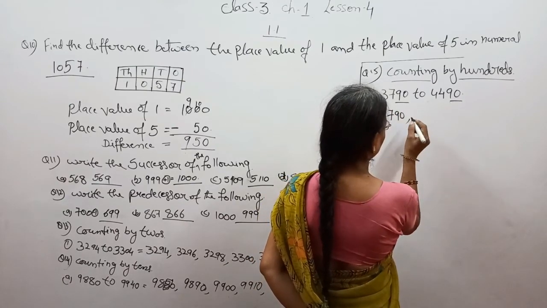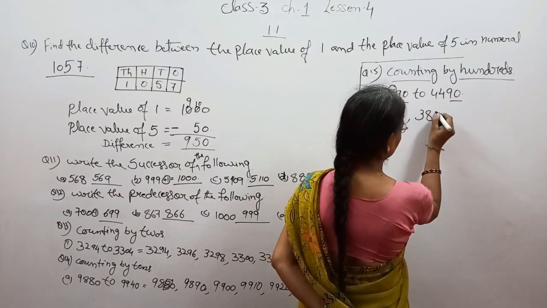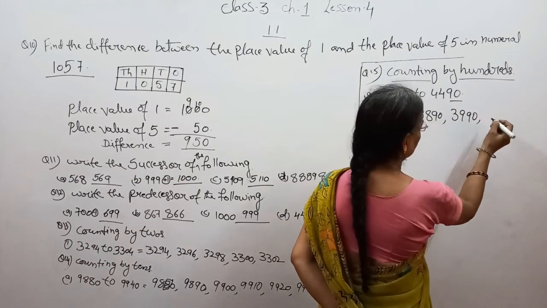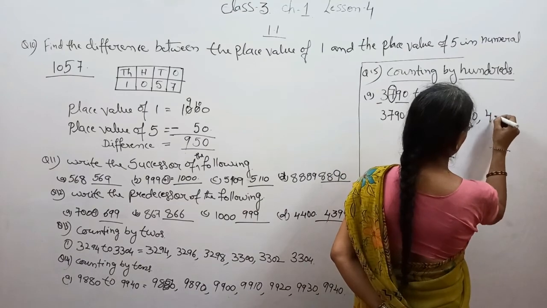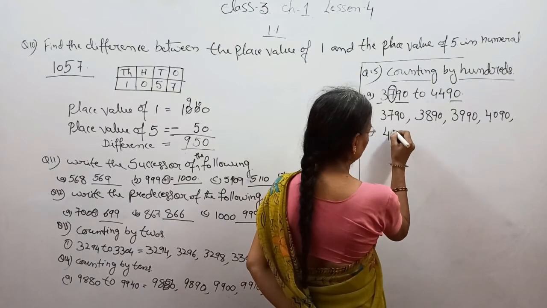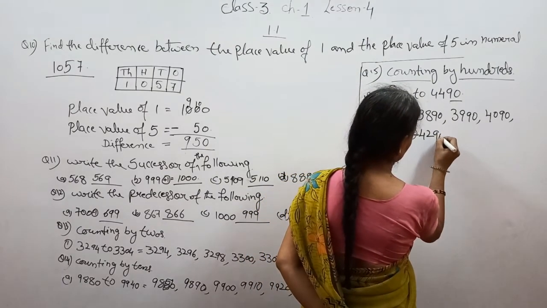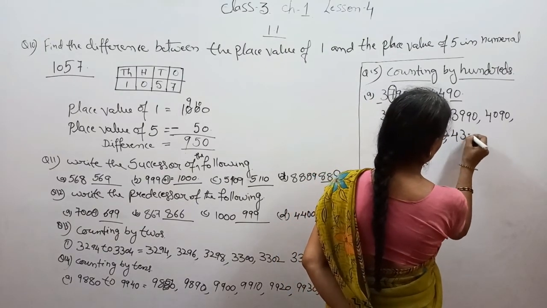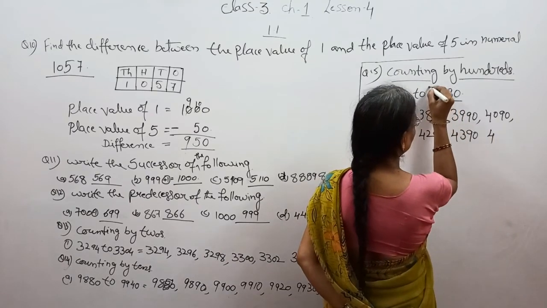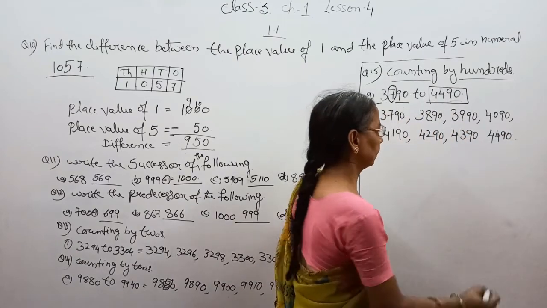3,790, then we have to change this number, that is 3,890, then 3,990, then 4,090, then 4,190, then 4,290, then 4,390, and lastly it is the given number 4,490.